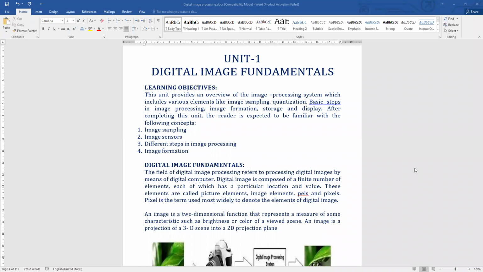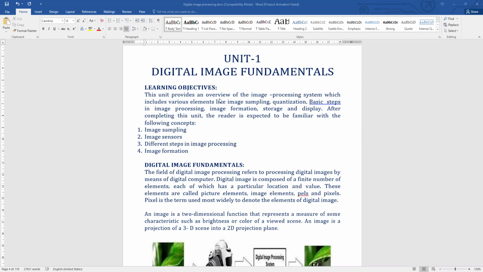So good morning, everyone. Today we are discussing digital image fundamentals. What are the objectives? This unit provides an overview of the image processing system, which includes various elements like image sampling, quantization, basic steps in image processing, and image formation, storage, and display.